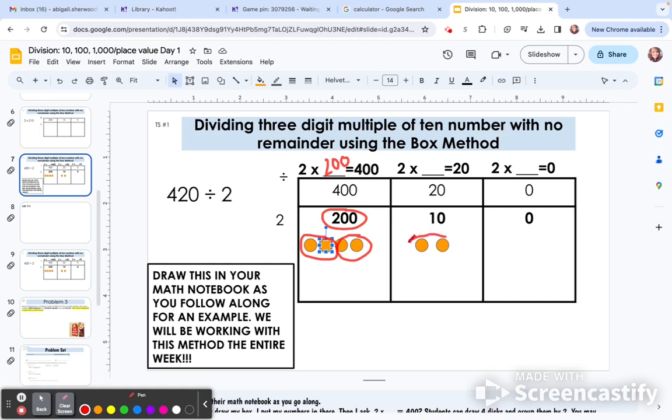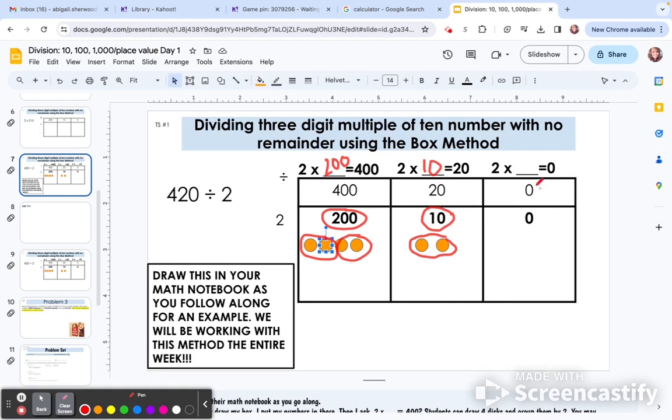Ta-da! Now remember, because this is in the tens place, this doesn't just represent the number 1. There's 2 tens here, so therefore I'm going to say it is 10. So we know that the answer is 2 times 10 is equal to 20.